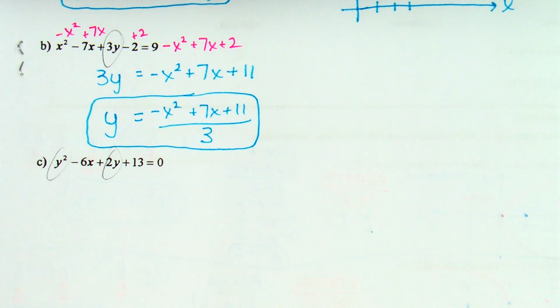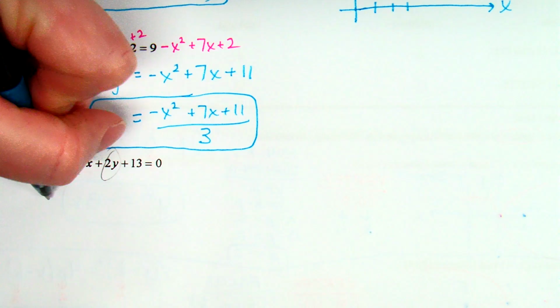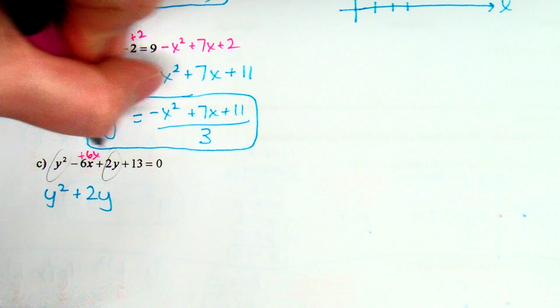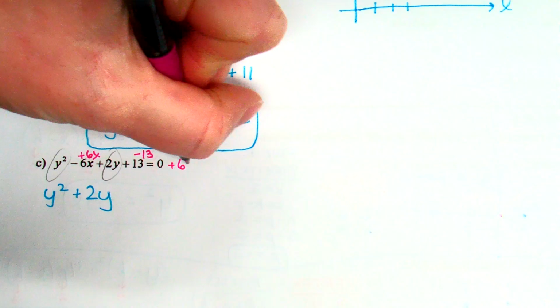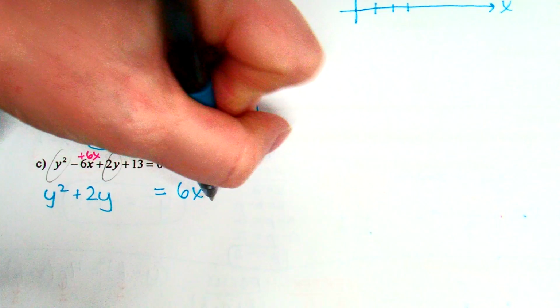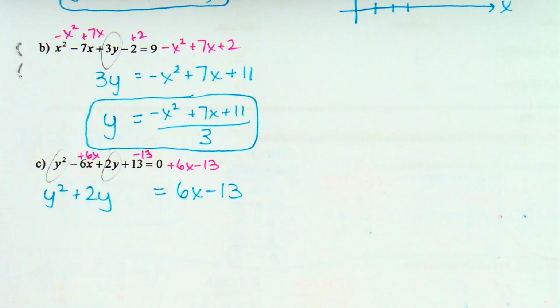Okay? So in order to complete the square, we want to keep all y terms together on one side. So I'm going to keep the y squared plus 2y, and I'm going to move everybody else over. So I'm going to add 6x and subtract 13 over to the other side. I'm going to leave a gap. Do you remember the gap? So I have y squared plus 2y blank equals 6x minus 13. Do you remember how to complete the square?